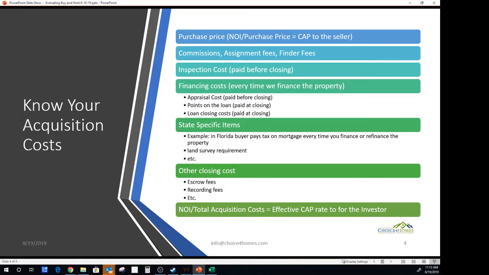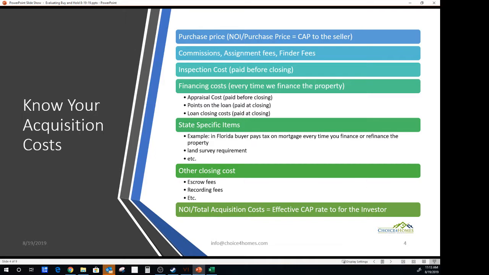Now, if you're okay with the inspection, and you decide I'm still willing to pay what they asked for based on the condition of the properties, then you would work with your lender and cut them a check for appraisals. And appraisals can be pricey as well. Then some of the other costs associated with obtaining financing for the deal would be the points on the loan and the loan closing costs.